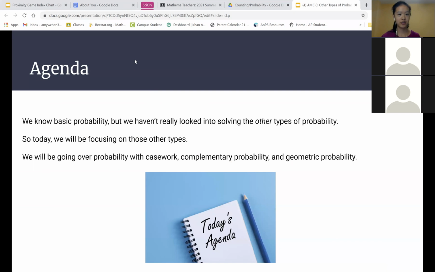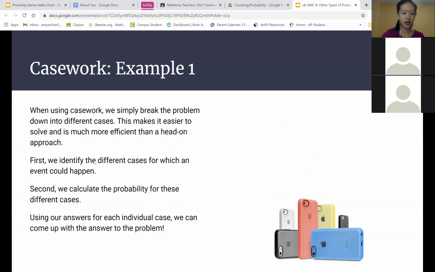So far we have done some basic probability. We haven't actually dedicated a full lesson to probability though. Today's going to be that lesson. So yeah, we're going to be focusing on casework, complementary probability, and geometric probability. So I think we already covered casework in the past. I'm just going to go over it quickly.